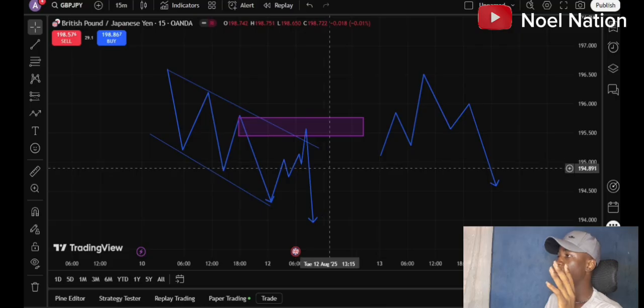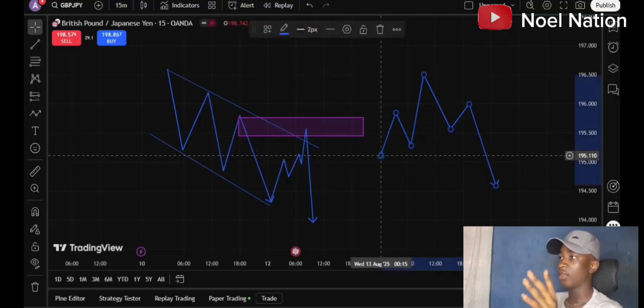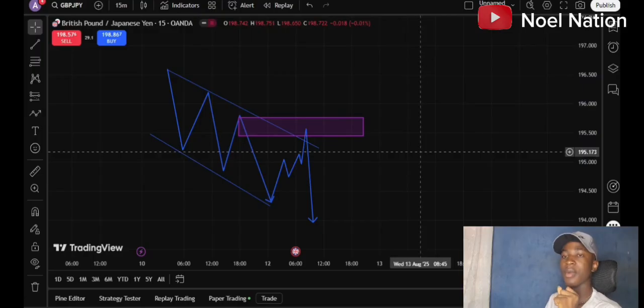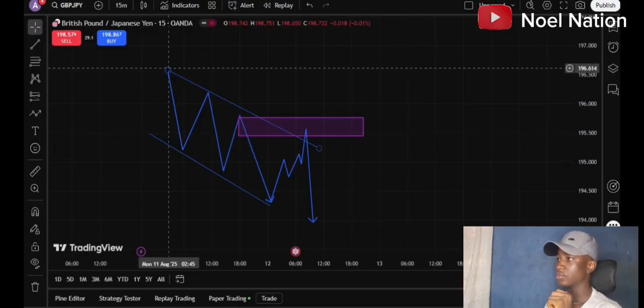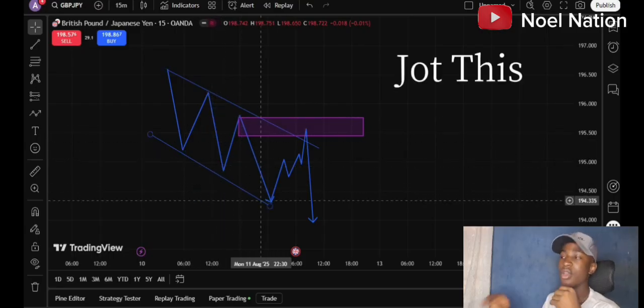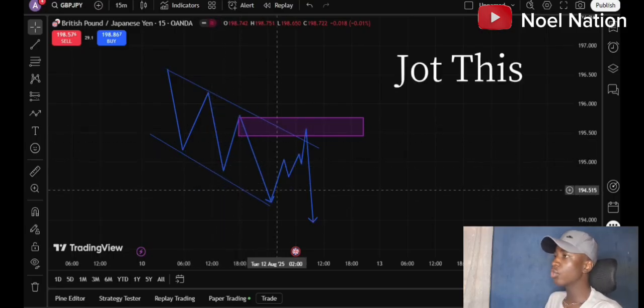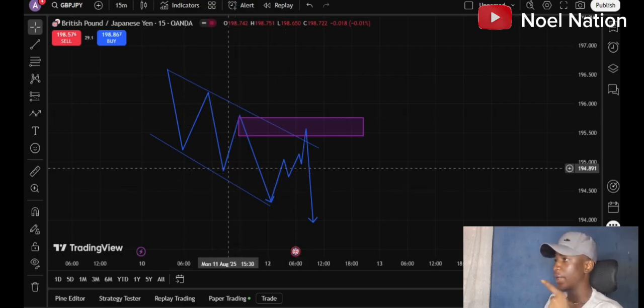Seeing something like that is something you should try. Let me say it again now. The rule of this market is, first of all, you want to see a trend. Now the next rule is you want to follow the trend. You can jot this down. Rule number one, you want to see a trend. Rule number two, you want to follow the trend.